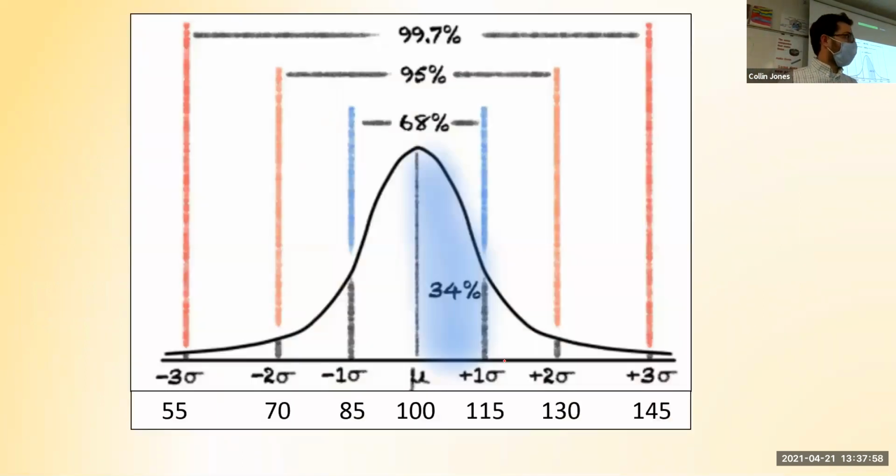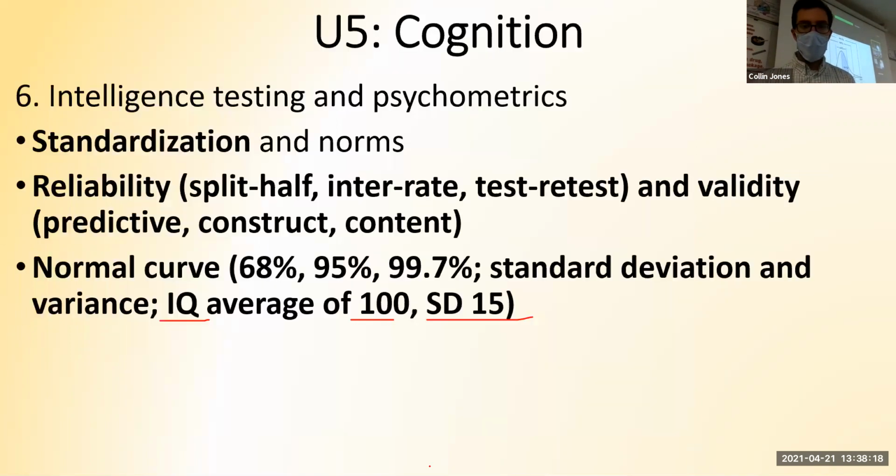Here's the chart of 68, 95, 99.7. So if IQ averages 100, 68% of people score between an 85 and a 115. 95% of people score between a 70 and a 130. And 99.7% of people score within 3 standard deviations of the mean below and 3 standard deviations of the mean above the average. That's what those 3 magic numbers refer to.